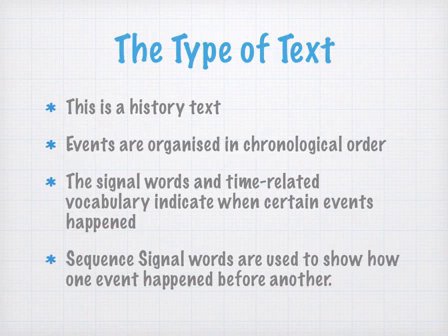So we're using sequence signal words to show how one event happened before another. They're going to happen in what we say chronological order, which is time order. So it's going to start with the beginning and end with the end. It's not going to start with the destruction of something at the end, with Quilquilco being destroyed, and then work backwards to discuss its rise. It's going to start with the rise and then move forward in time.